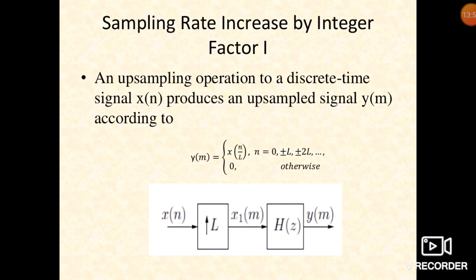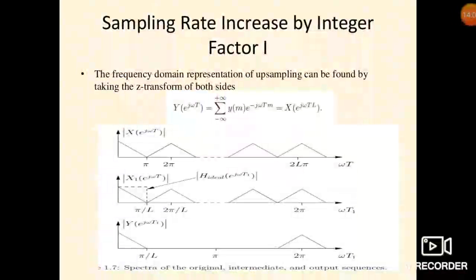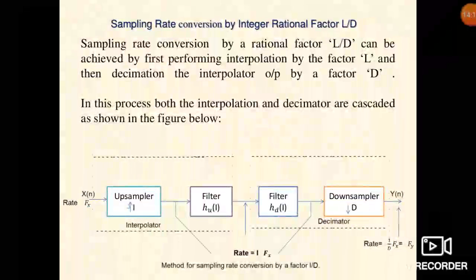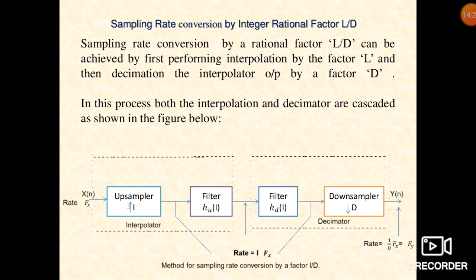So there you can observe here, y of m is nothing but the output of your imaging filter. So that is about your interpolation. Sorry, I forgot to say this: interpolation is nothing but the combination of upsampling and an anti-imaging filter. Also, the sampling rate conversions can be done by rational factors, L by D. So not always is the factor going to be an integer, it may be a fraction also.